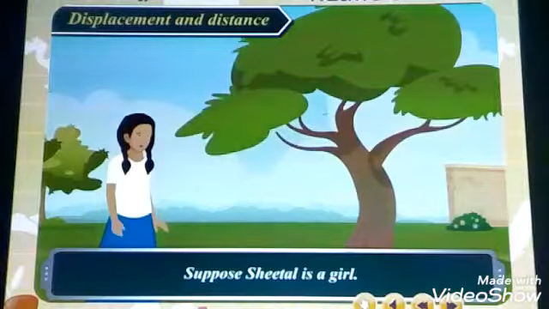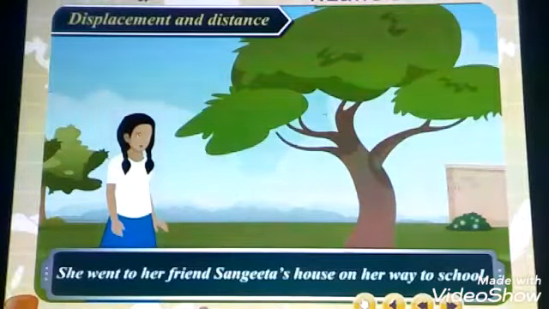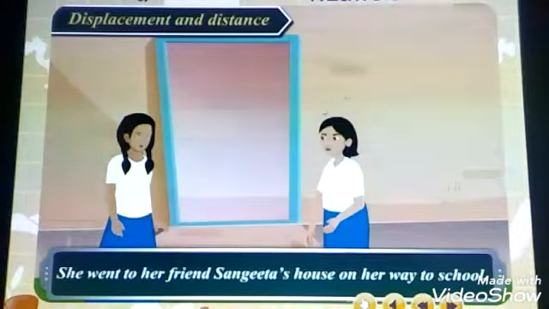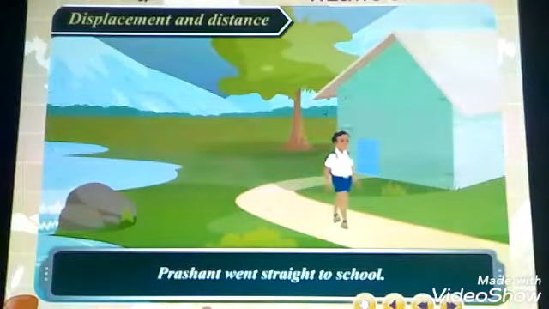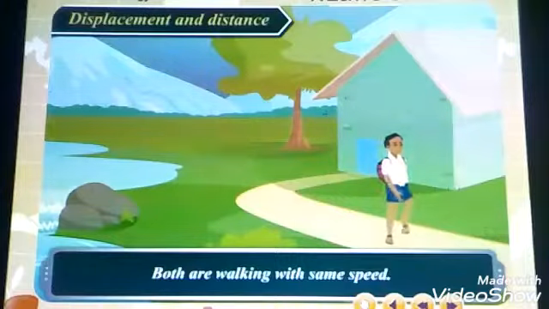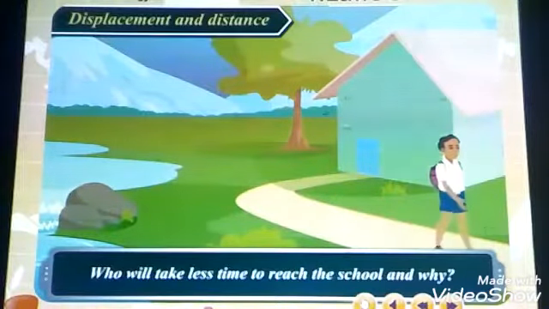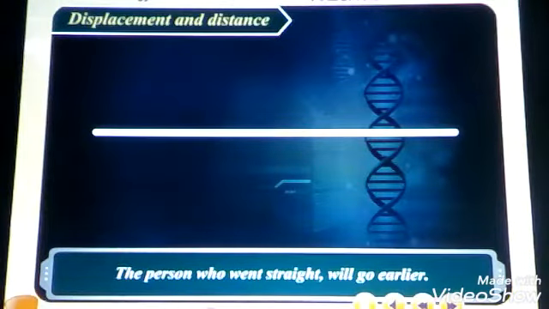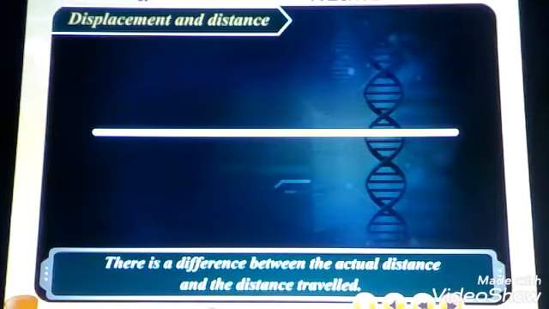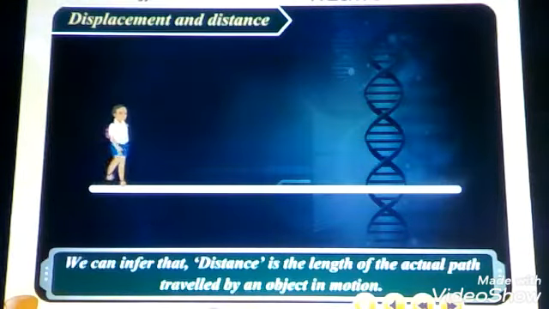Displacement and distance. Suppose Sheetal is a girl. She went to her friend Sangeeta's house on her way to school. Prashant went straight to school. Both are walking with the same speed. Who will reach the school earlier? The person who went straight will reach earlier. There is a difference between the actual distance and the distance travelled.